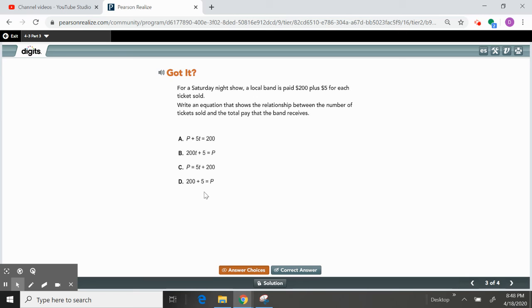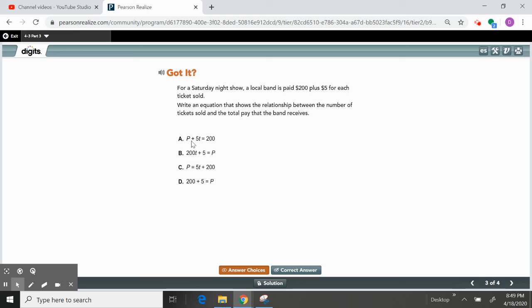Okay, so if they get $200 and $5 for each ticket, what variable do you think they're using for ticket? Well, probably T. So let's see if that makes sense. If it's $5 per ticket, 5T. Well, it could be this one. Could it be this one? No, because that would mean they got $200 per ticket, and that's not what it says. So right away, I'm eliminating B. $5 per ticket, that could be. And this one doesn't even have a T for ticket, so it can't be this one. So we're eliminating B, and we're eliminating D. So that means it has to be A or C.